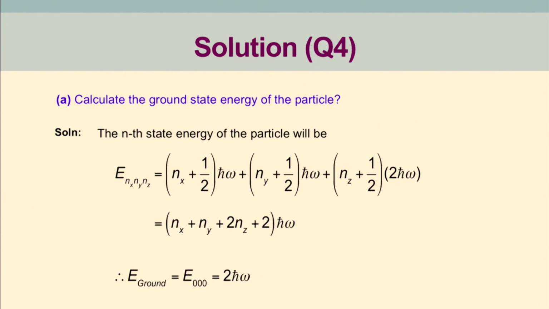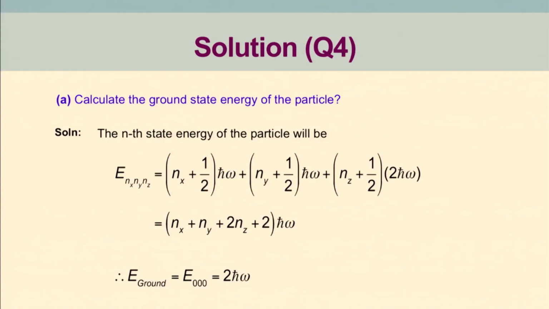For this problem, because there is a 4z² term in the potential, the nth state energy of the particle will look like this. The x and y components will give me (n + 1/2)ħω, but the z component will give me (n + 1/2)2ħω, because it is (2z) whole squared, which gives me 4z² in the potential. So the most general form of the energy is (nx + 1/2)ħω, (ny + 1/2)ħω, and (nz + 1/2)2ħω, which if I simplify gives (nx + ny + 2nz + 2)ħω.